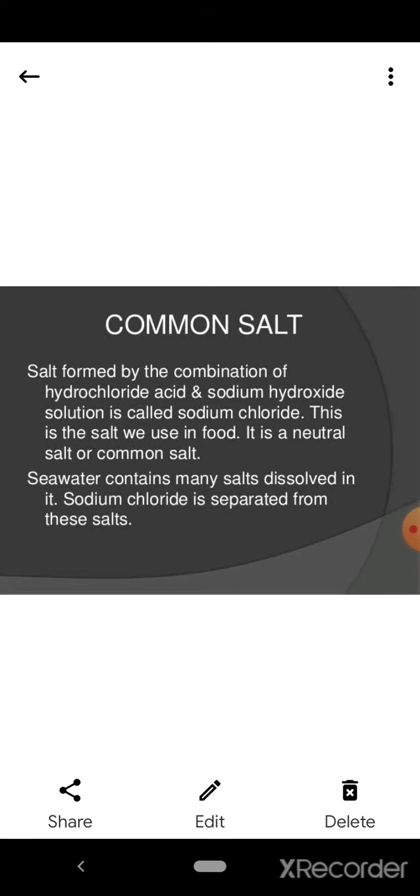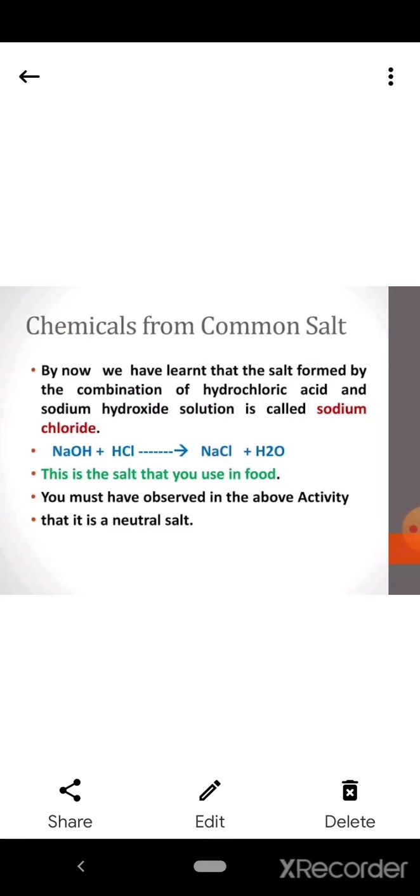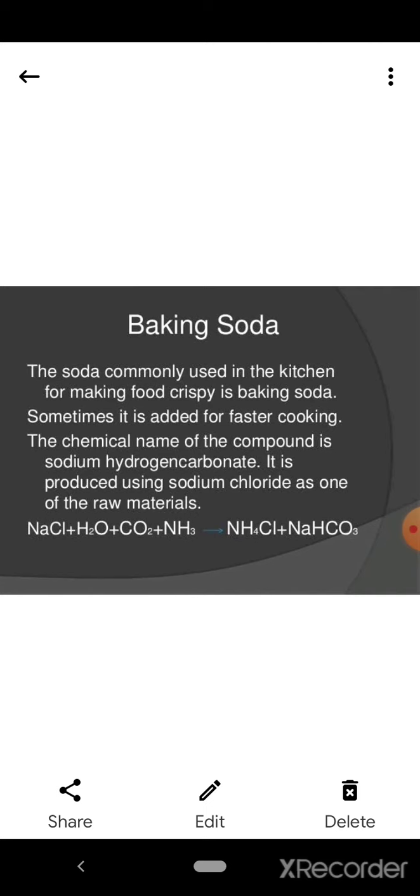Now see, common salt is a very important raw material for various materials of daily use, such as baking soda, washing soda, bleaching powder, etc. We will consider them one by one. See here, I have mentioned the reaction. When NaOH reacts with HCl, NaCl is formed. This NaCl is nothing but sodium chloride, that is common salt, and water is given out. This salt is neutral in nature. Now we will consider various types of salt one by one. The first salt we have considered is baking soda.